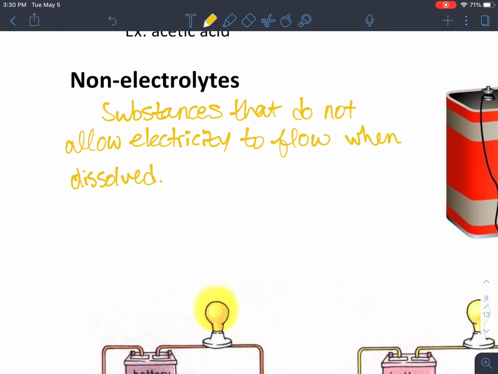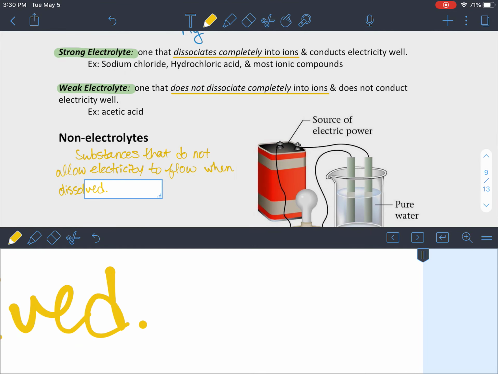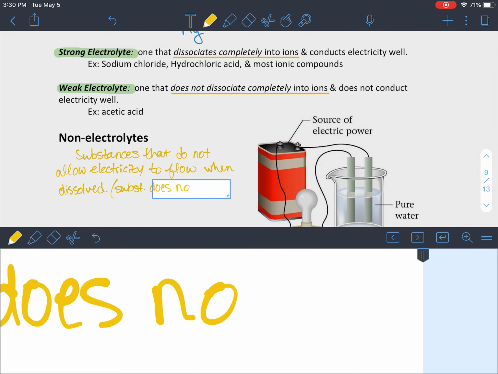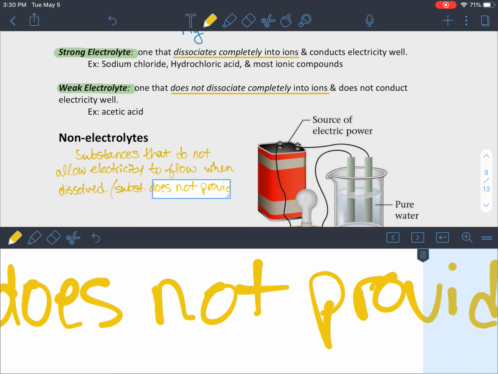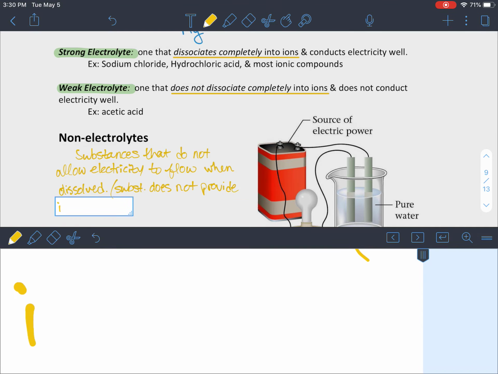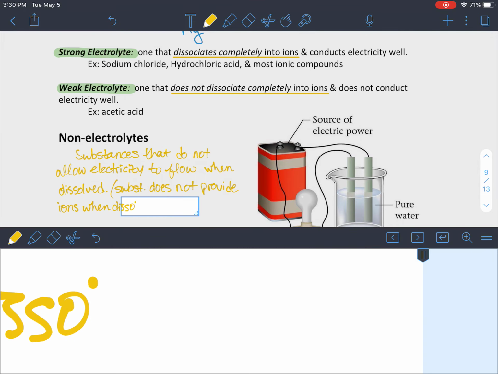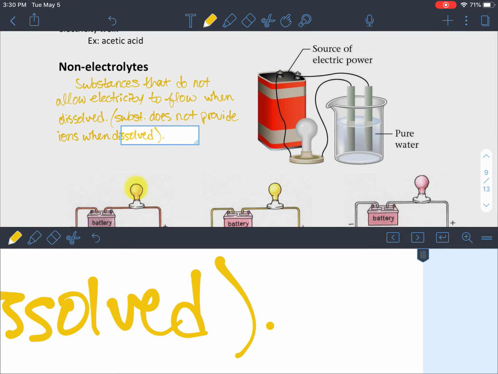and then you have a non-electrolyte. So I'm going to add something to our little definition here, and you can add it too. We can write that the substance does not provide ions when dissolved. So this would be like any polar molecule, or maybe a nonpolar dissolving in a nonpolar molecule. It would not conduct electricity because it doesn't form free-flowing ions.